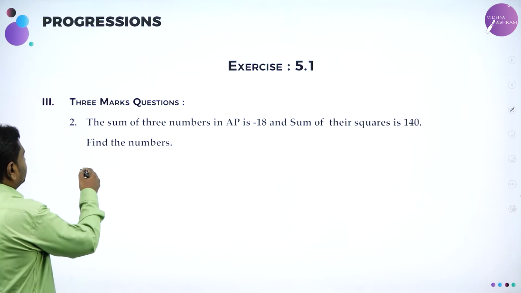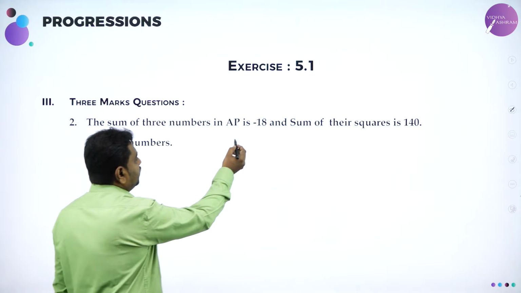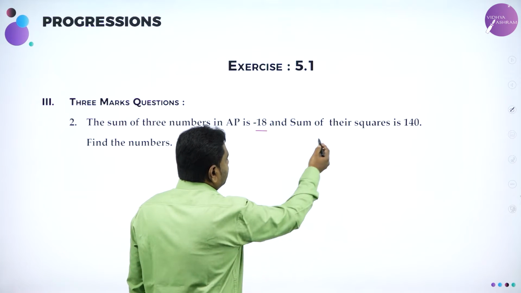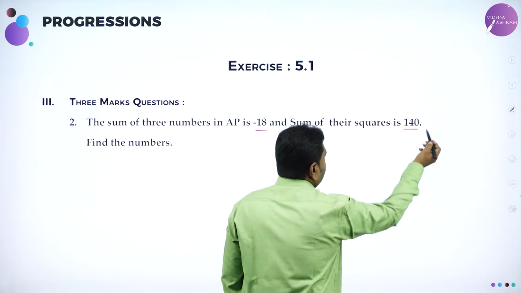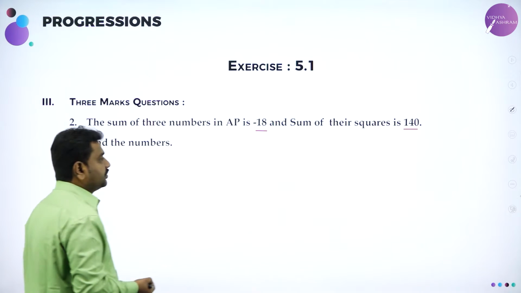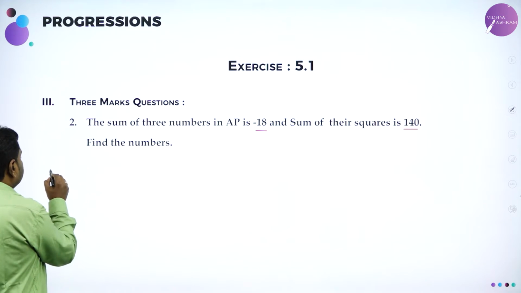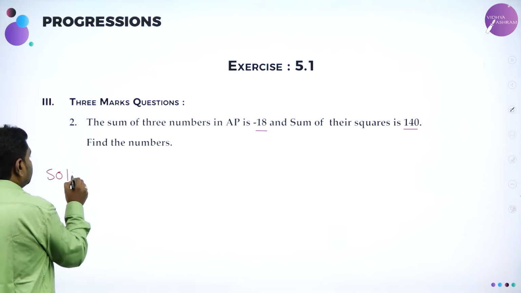Now we'll go to the next question. Sum of 3 numbers in AP is minus 18. Sum of their squares is 140. Find the numbers. So now again they told the sum of 3 numbers. So what are the 3 numbers?